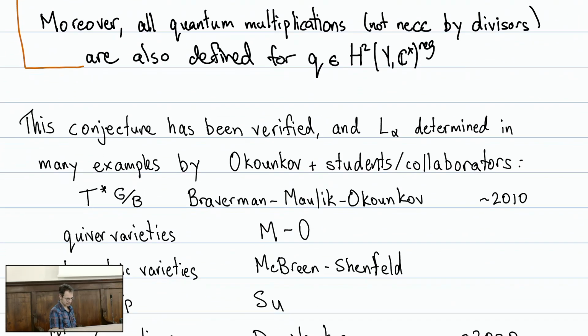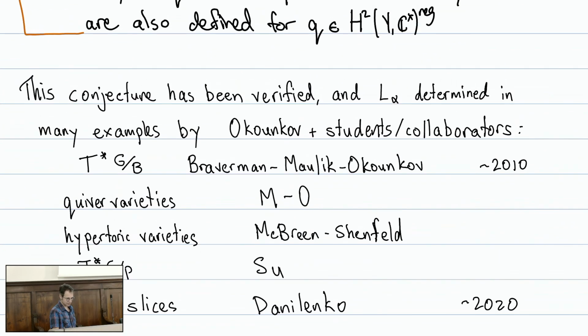Okay, so this conjecture has been a lot of intensive work, say over the last decade, by Kontsevich and many of his students and collaborators. So here's a non-complete list of some of the results. There's even more papers on this subject. I guess the first paper on this, where they laid out this kind of program, was a paper that studied the cotangent bundle of the full flag variety for any semi-simple group, a paper of Braverman, Maulik and Okounkov from about 2010.